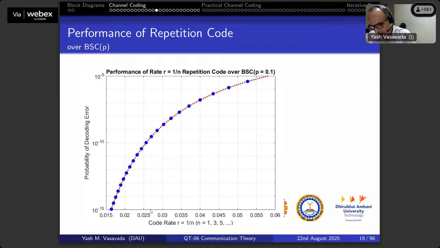It makes sense. If you are repeating one bit 41 times, what are the chances that all 41, or sorry, half of those 41, right? Because we are doing majority voting. What are the chances that, let's say, about 20 or 21 or 22 or more than 20 bits out of this 41 get flipped by the BSC? Pretty low chance. Exactly this much chance, 10 to the power minus 10.